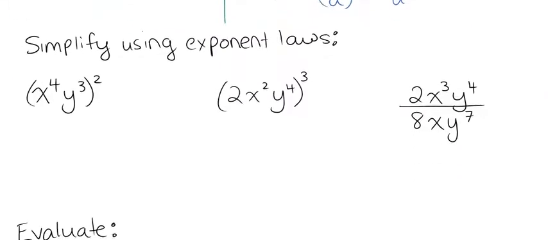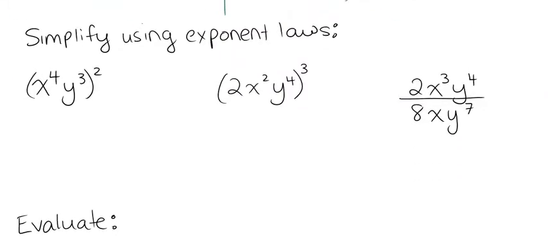Okay, so exponent laws. Let's simplify some stuff using them. So here are a bunch of expressions, and we're just going to simplify them as much as we can. If we've got x to the power of 4 times y to the power of 3, and everything is to the power of 2, we're going to use our power of a power law and multiply those exponents. So this would become x to the power of 8, y to the power of 6. And we can't do anything with those two things because they have different bases.